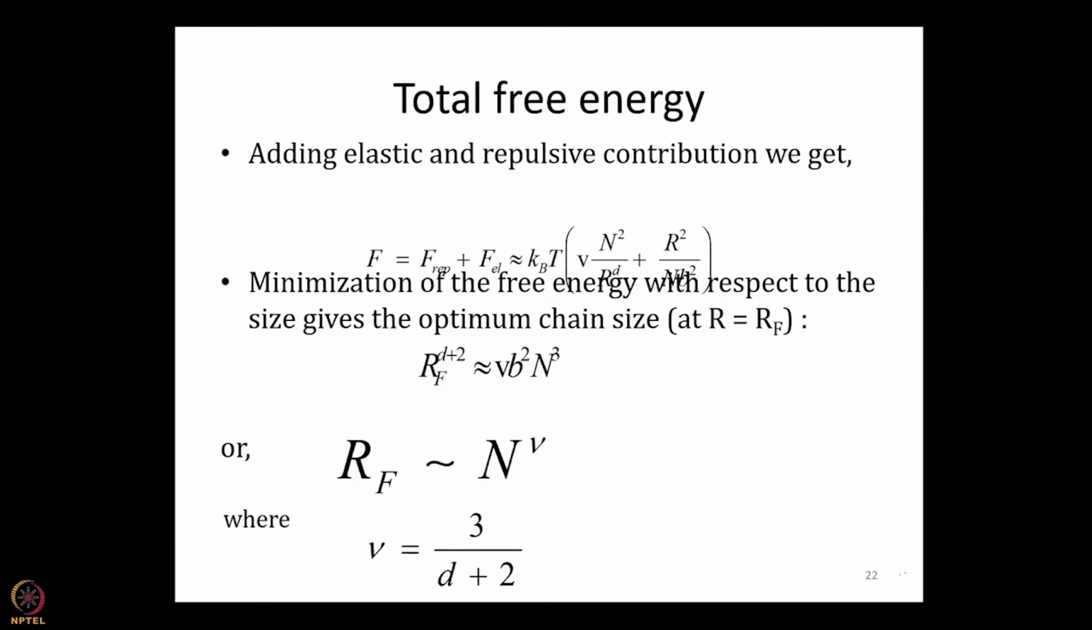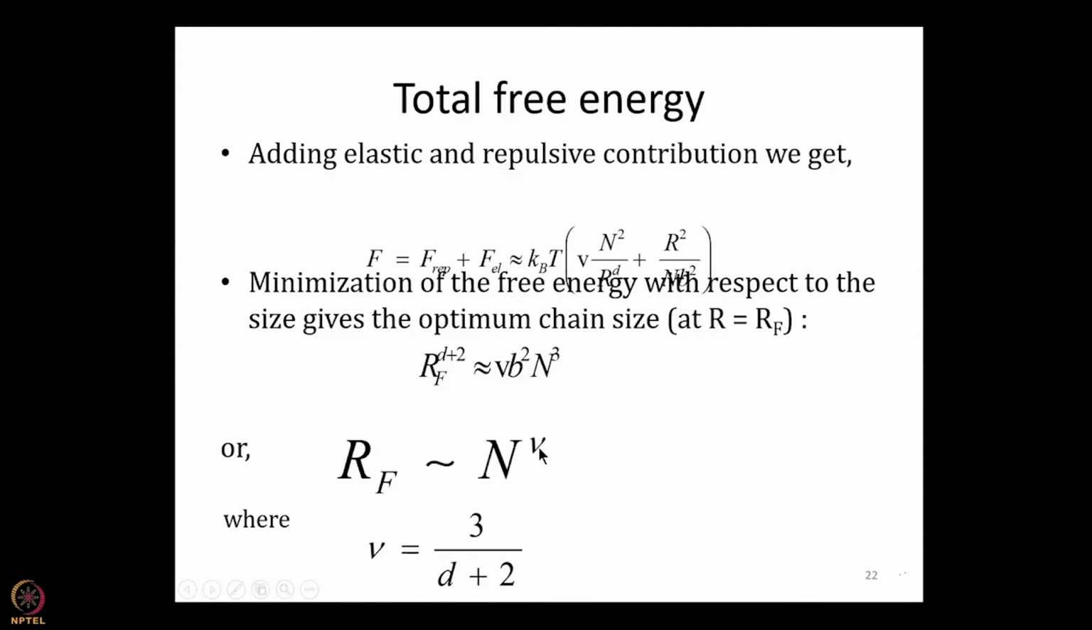So they worked out right. So you get then r to the power d plus 2 scales as n cubed, and then you get the beautiful result for Flory: R_F scales as n to the power nu. The nu is called the Flory parameter, 3 by d plus 2. That means when I get d equal to 3, it becomes 3 by 5.